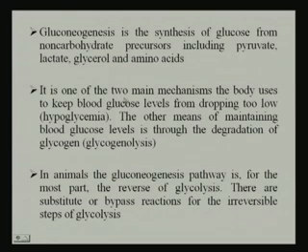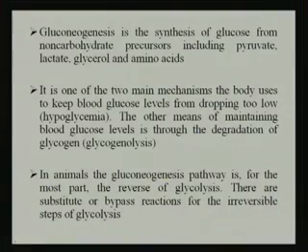It is one of the two main mechanisms the body uses to keep blood glucose level from dropping too low, that is when blood glucose drops, it is called hypoglycemia. The other means of maintaining blood glucose level is through degradation of glycogen, which I have already discussed, how glycogen is broken down to glucose. Today we will be learning how glucose is generated from a non-carbohydrate source.